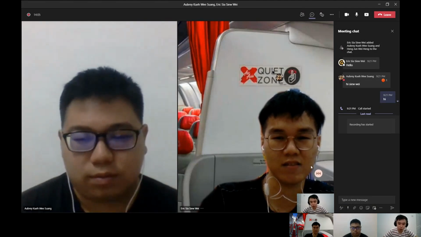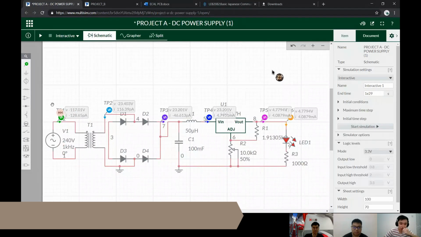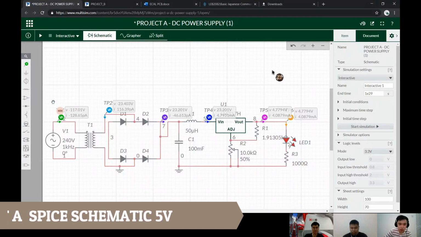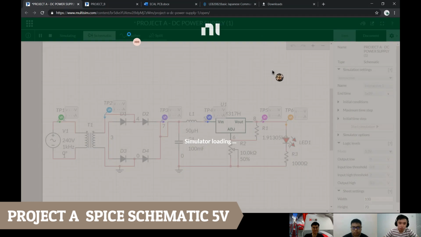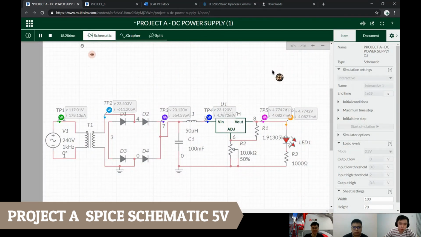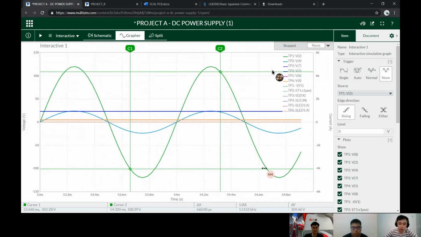So now we will start to present our project A. So this is the circuit for our project A. This is the design in Multisim. So you may have a look at this. So now I will start to run it. So this is the value when our rheostat is equal to 10 kilo ohm. And now this is our graph for the circuit.